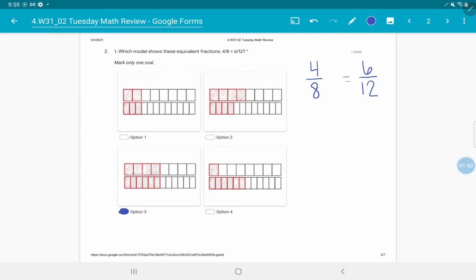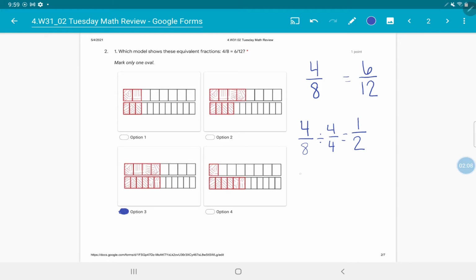Okay, what relationship does the number 4 and the number 8 have, Ansley? 4 times 2 is 8. Yeah. So if I divided 4/8 by 4/4, what equivalent fraction would I get? What's 4 divided by 4? 1. What's 8 divided by 4? 2. So 4/8 is equal to 1/2. 4 is half of 8.